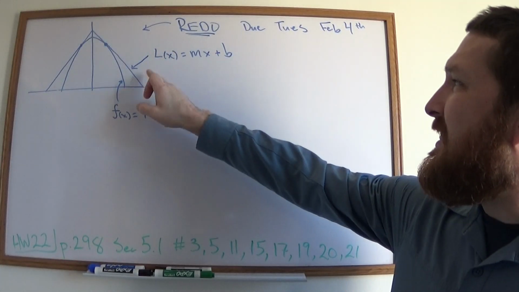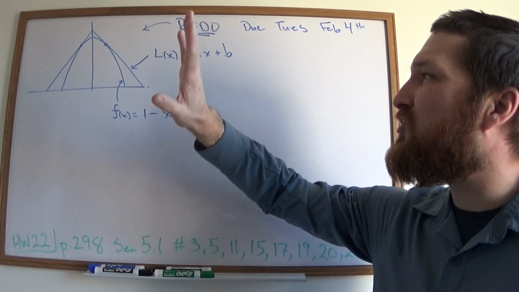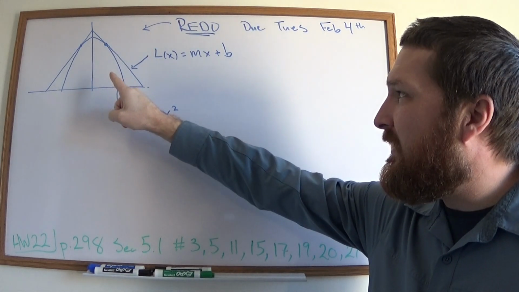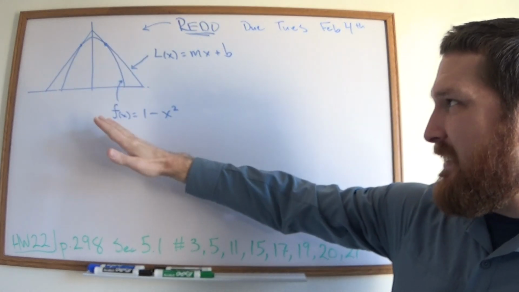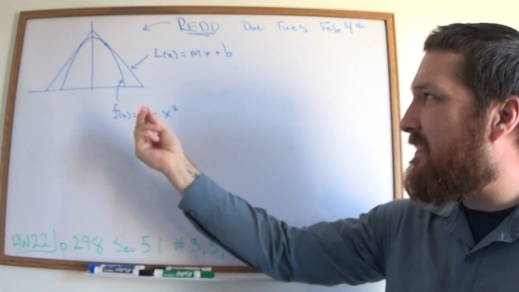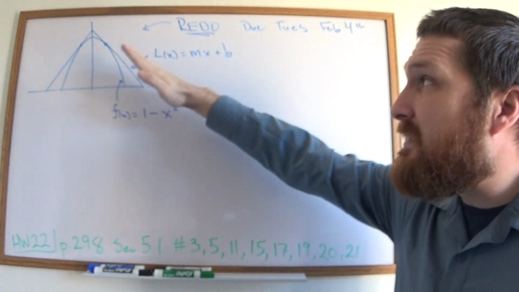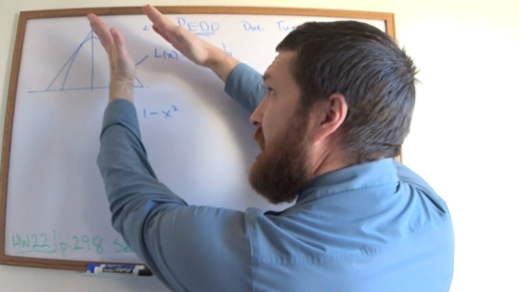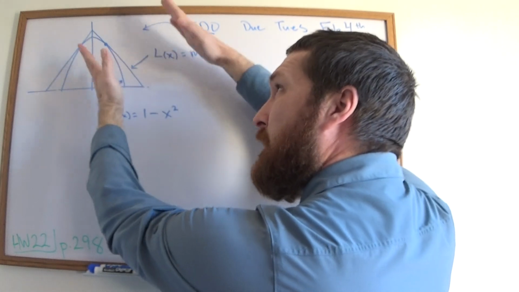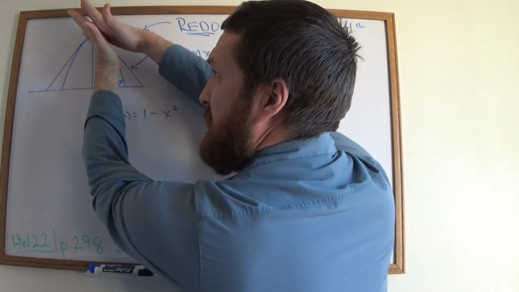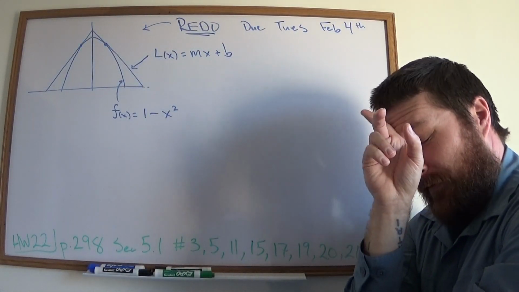Now, here's the thing. The triangle has to inscribe the parabola. And for that to be the case, what that means is that it touches at one point, and it should be kind of obvious. The only way that something could touch a curve at one point is if it's tangent right there. Okay?